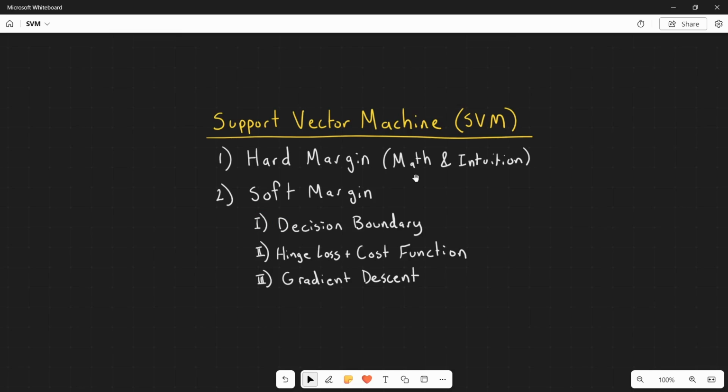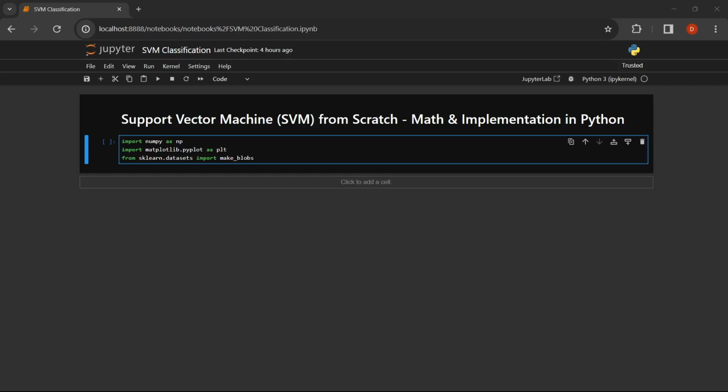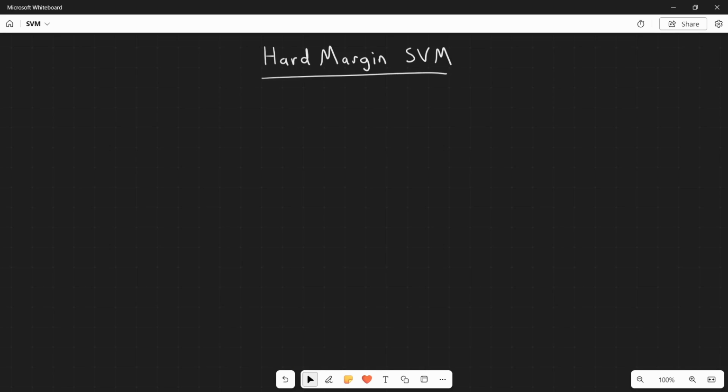Alright, so let's get started by taking a look at hard margin support vector machines. And just as a quick note, we're going to be using Jupyter Notebooks with NumPy, Matplotlib, and scikit-learn installed. So if you're wanting to follow along, make sure to set up an environment with all of these things installed. Okay, so to open with the hard margin SVM, let's go ahead and create some example data.